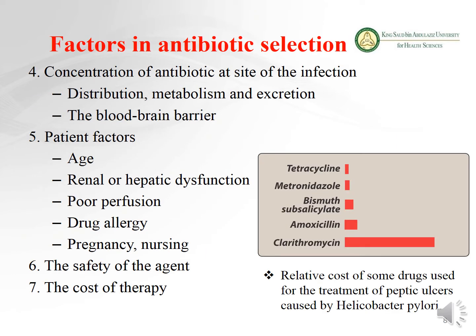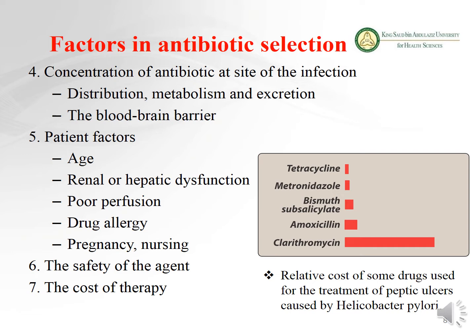So these are the other factors that also play an important role in the selection of the antibiotic drug, like concentration of antibiotic at the site of infection. We have to make sure that the drug reaches the site of infection. We have to look at the distribution, metabolism, and excretion rate. Also, if the patient is taking any other drug, whether that drug interacts with these antibiotics or not. The blood-brain barrier has to be considered: if the infection is in the CNS, the drug has to cross the blood-brain barrier.